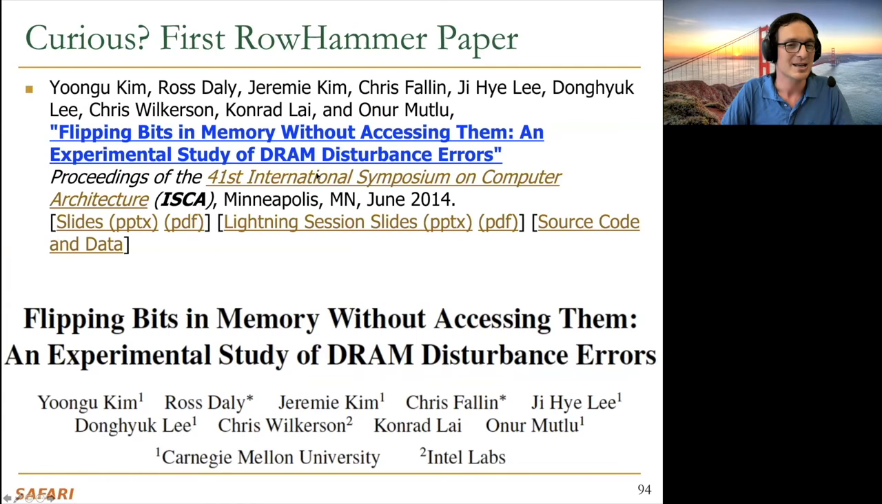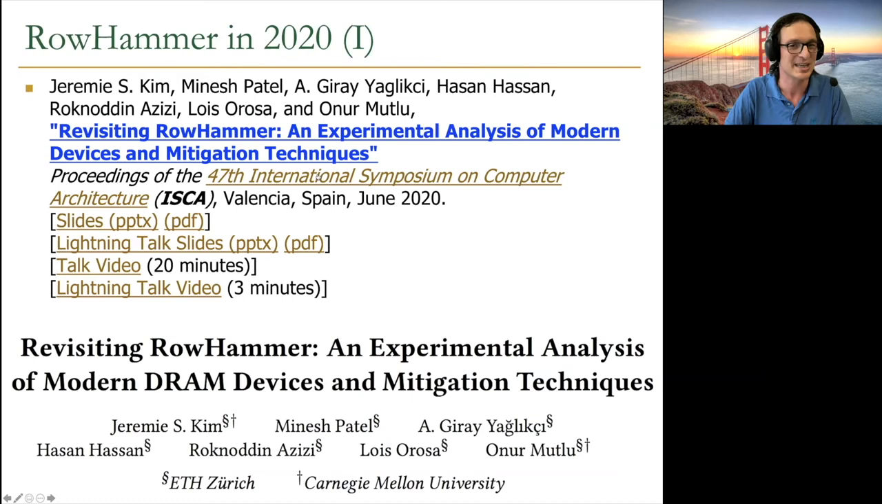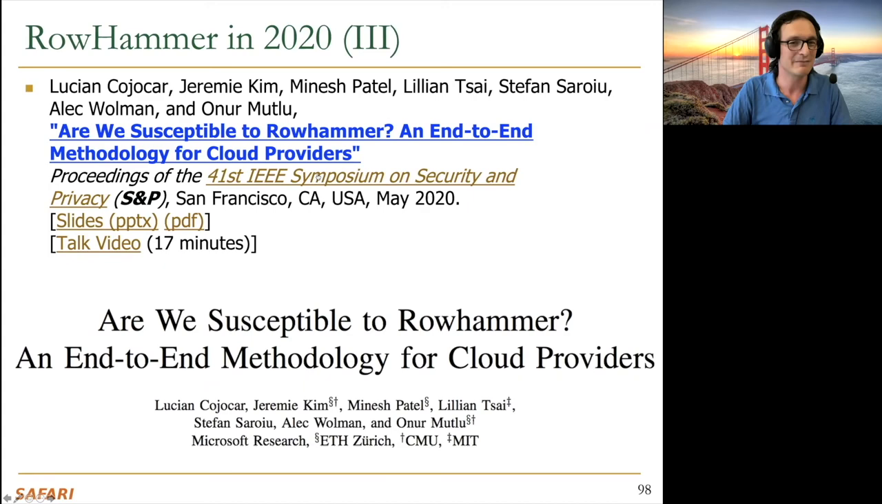If you're interested, you can certainly read more about it. And I think this is fascinating, as you can see. And we have some recent work showing that the RowHammer problem still exists. Unfortunately, we need to fix it, and we have some solutions. If you're interested, you can also read them.